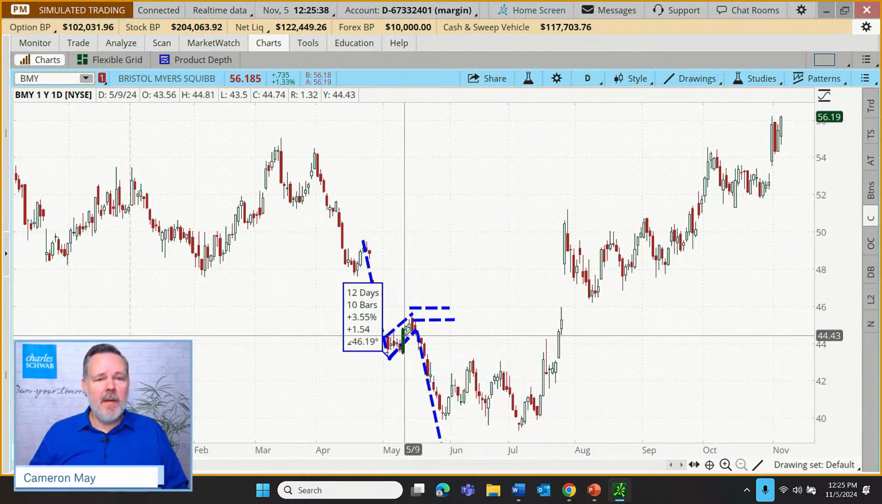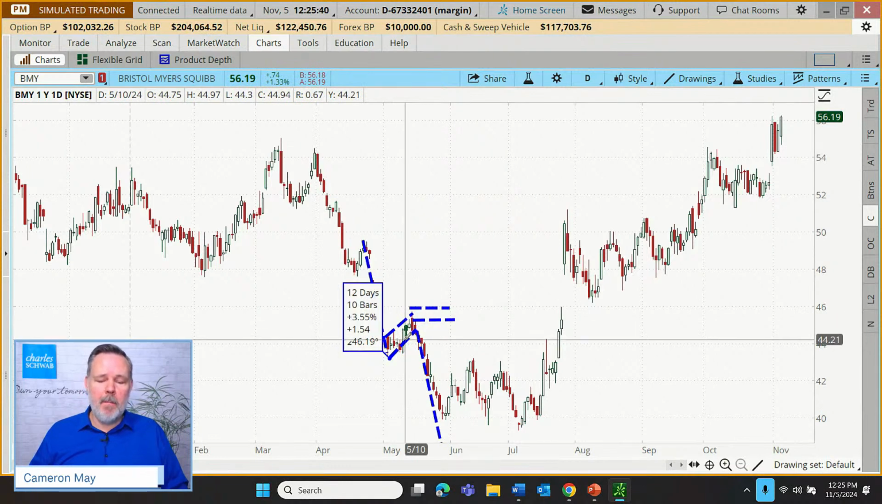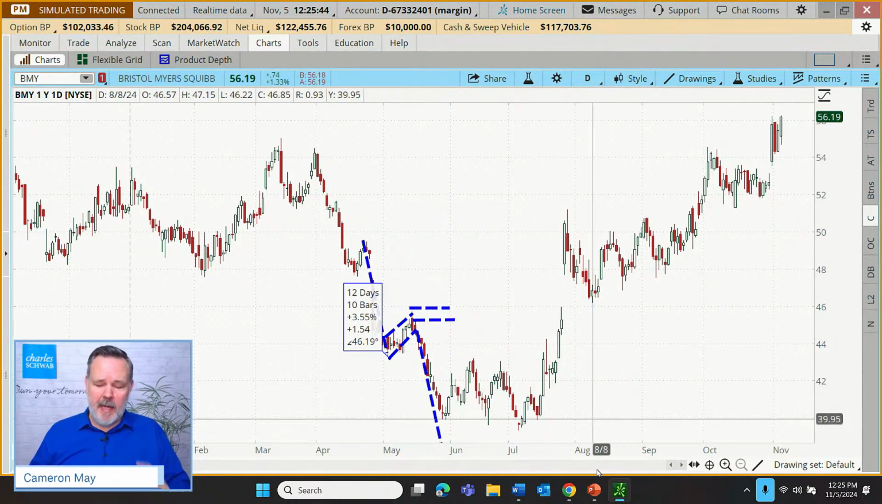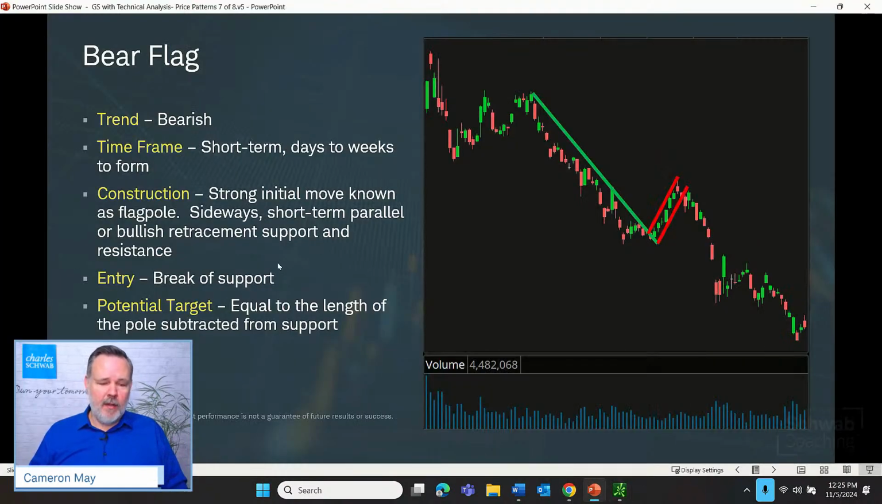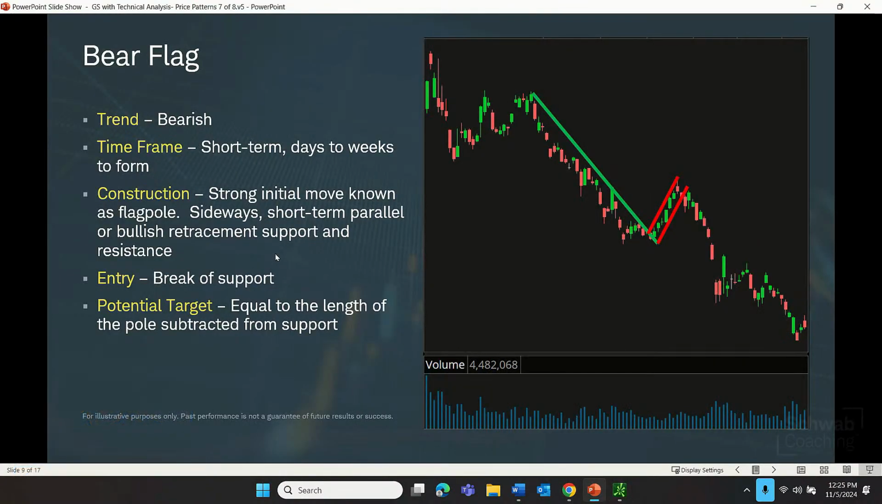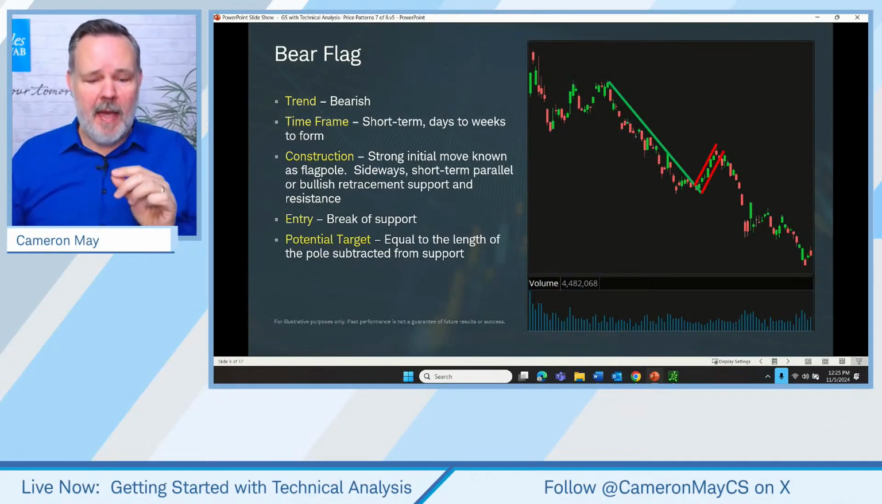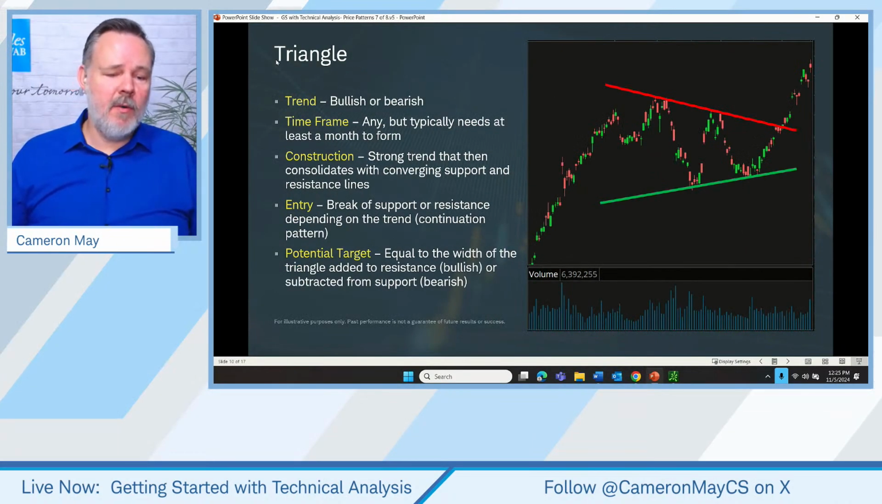All right, let me make sure I'm not missing any charts. I don't think I am, but there's our bear flag example. So already two examples of price patterns. Let's go back and look at a third. Now remember, we're sticking here with continuation patterns. So our third continuation pattern is something known as a triangle.